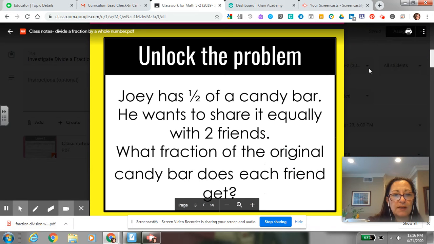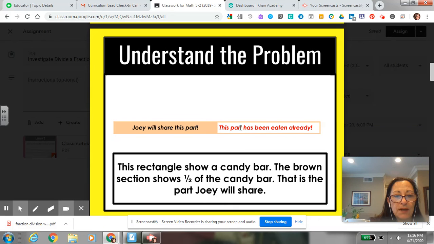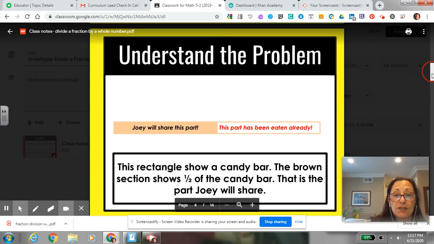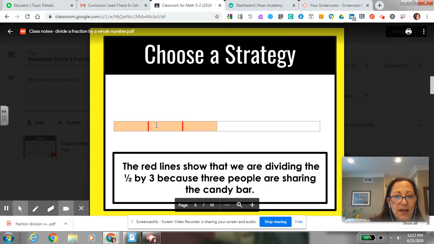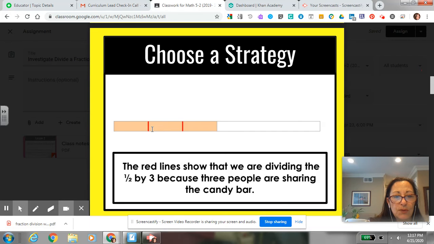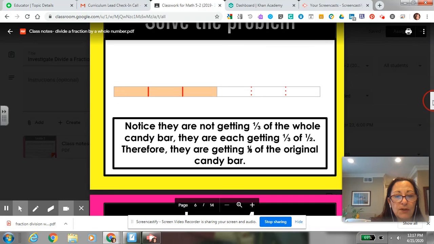So my nephew Joey has a half of a candy bar and he wants to share it equally with two friends. So I gave you this diagram. He's only sharing half of the candy bar. This part was already eaten, so the problem's asking you what fraction of the original candy bar is each person getting. So notice that this half has been divided into three parts, divided by 3. Are they getting a third of a candy bar? No, they're getting 1/3 of 1/2, so they're actually getting 1/6 of the original candy bar.